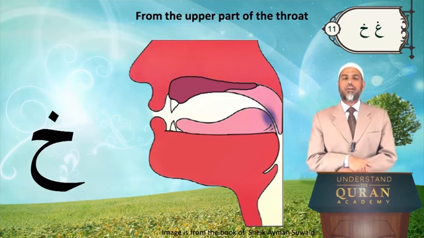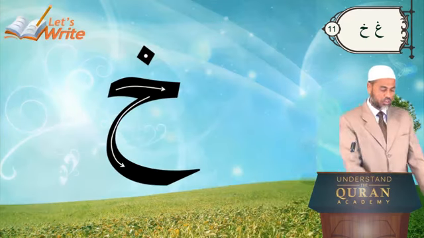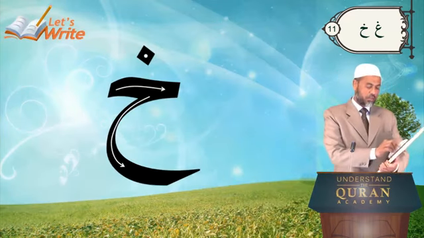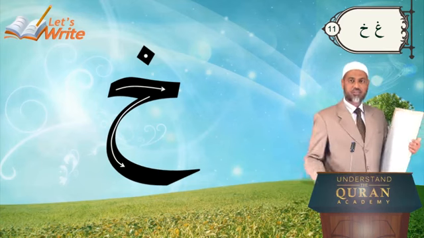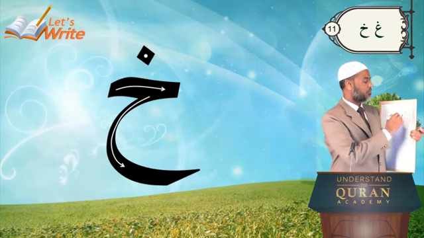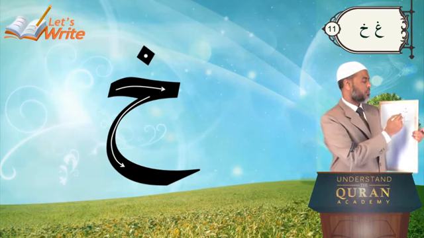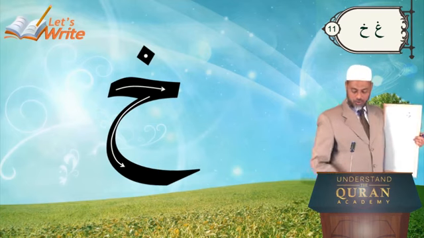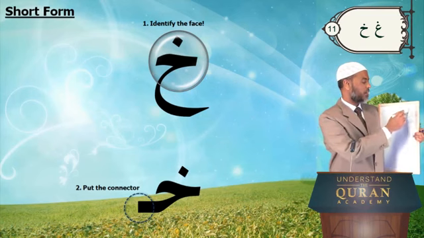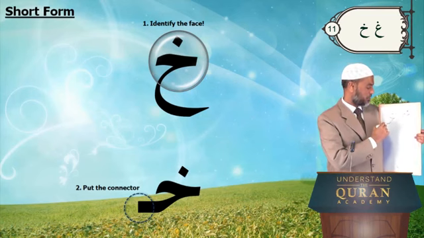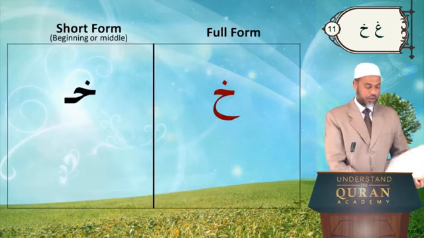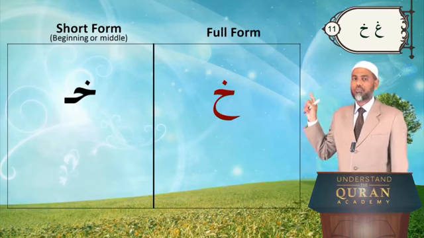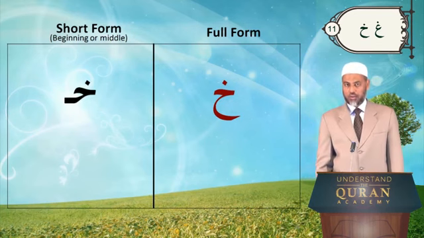Let's write kha. How do you write kha? Very simple, just like jim and ha, but with the dot on the top, because it has a strong airflow. Kha. A line and a big C and a dot on the top. And what about its short form? You identify the face, and put a connector. So that is kha. Very simple. So you have the full form of kha and the short form of kha with connectors.